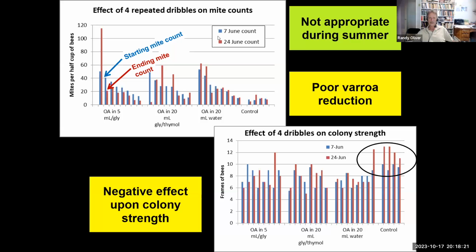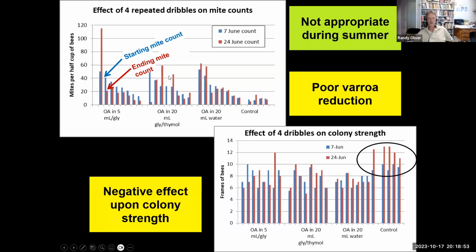And so starting counts, my counts were in the blue, ending counts in the red. So 4 dribbles, either in 5 milliliters, in 20 milliliters, with either glycerin and Thymo, or just plain water, and then the control group here. And you notice almost no mite control. There's just as much red as there was blue. So you're wasting your time with multiple dribbles during the summer when there's brood there.